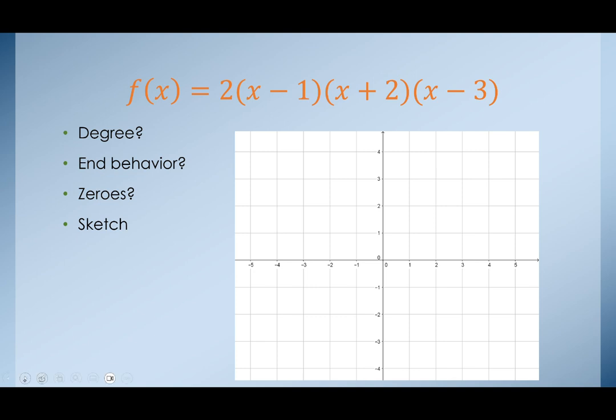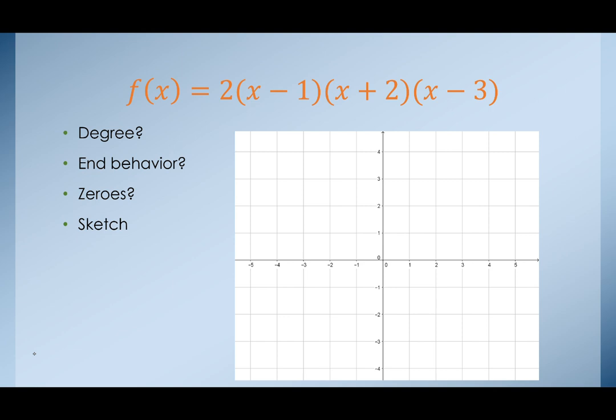All right, so here we have a polynomial. It is in factored form because that's going to make our lives easier. Do not multiply this out, okay? Do not multiply this out. That just complicates your life needlessly. Now, our first question here is, hey, what's the degree?